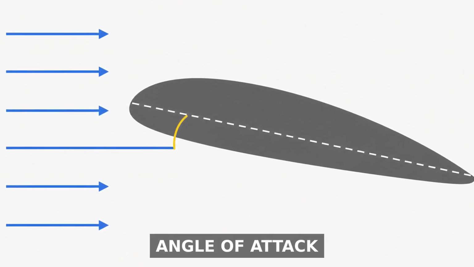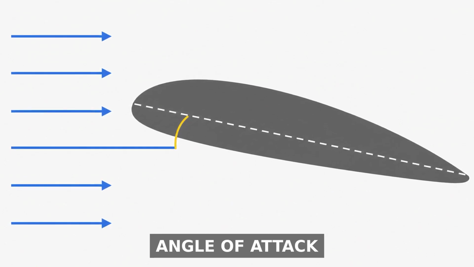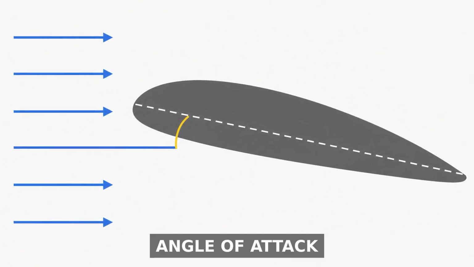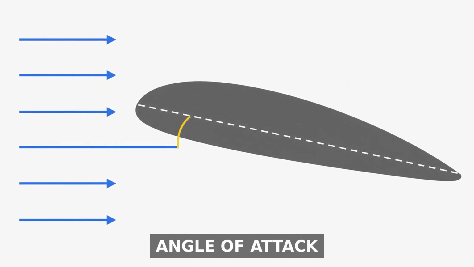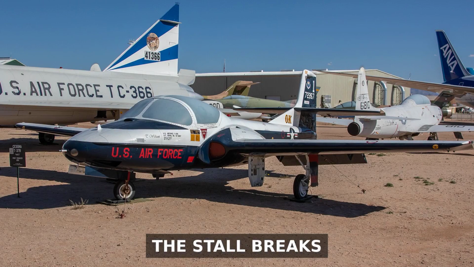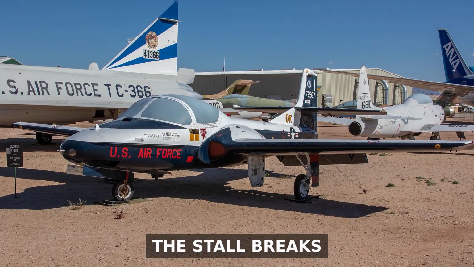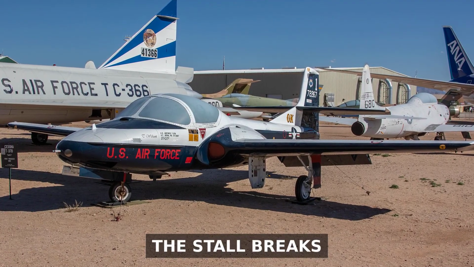Increase it and lift increases, up to a point. That point is the critical angle of attack, typically around 15 to 18 degrees for most airfoils. Beyond it, the lift curve breaks. The wing stops flying. When the stall breaks, the nose drops. The aircraft loses altitude rapidly.